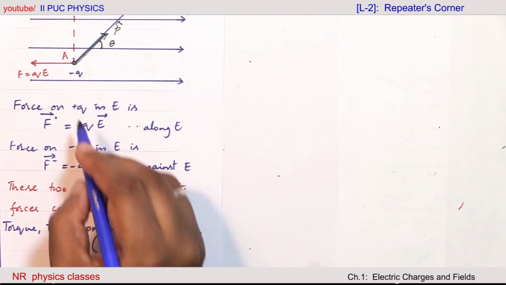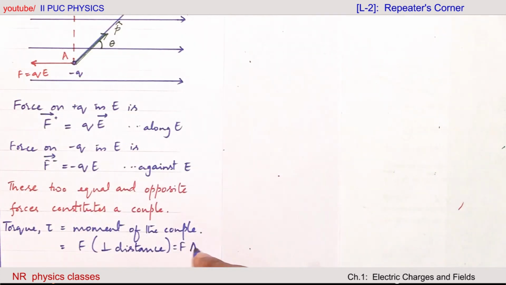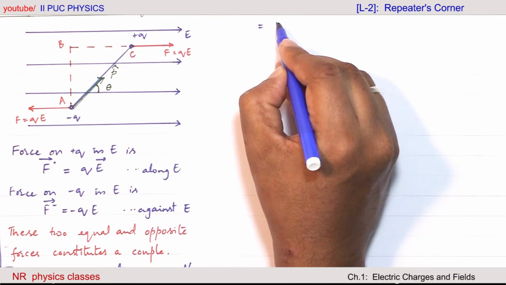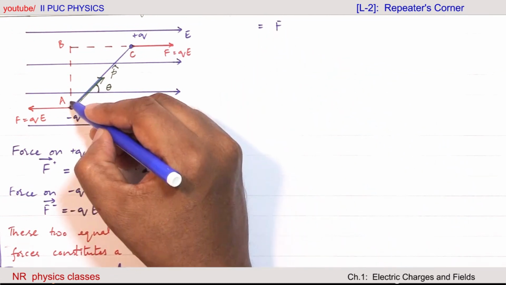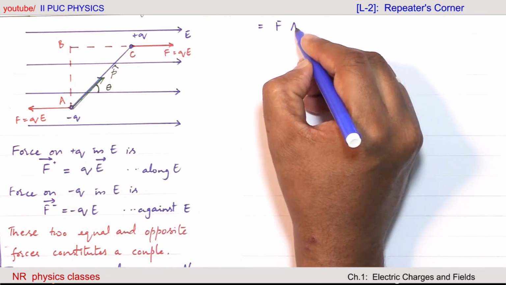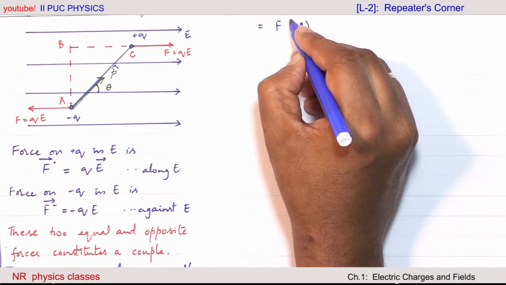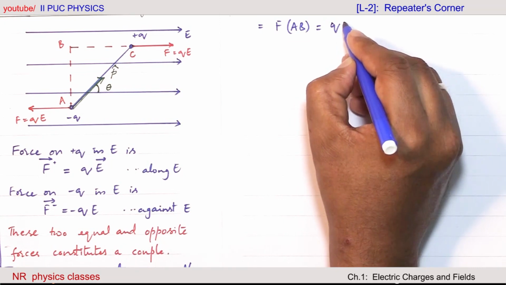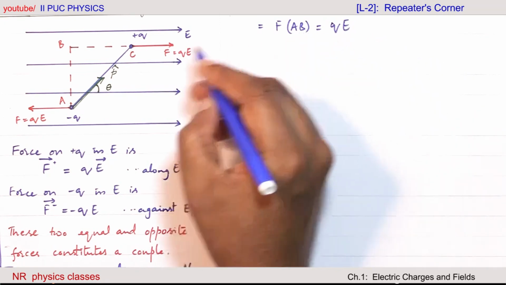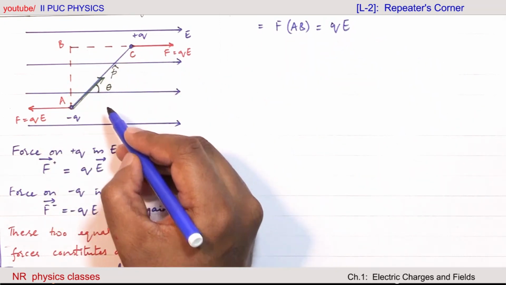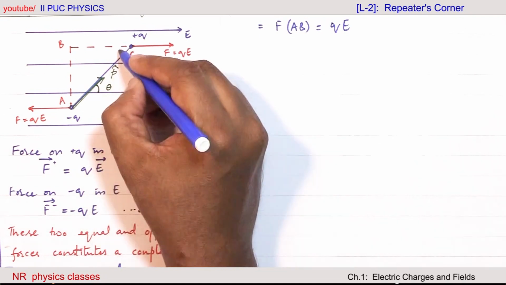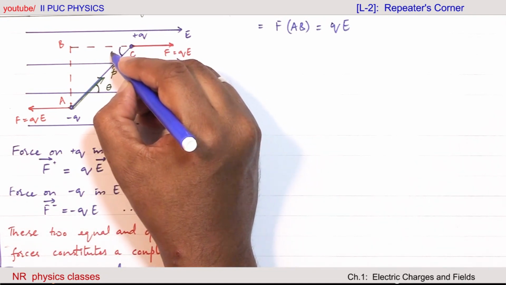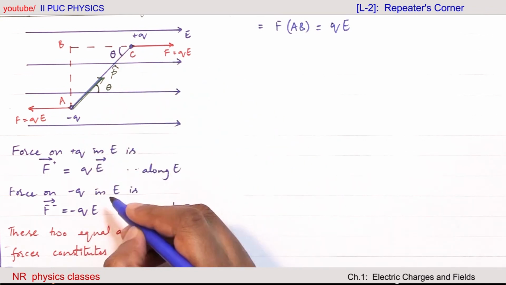F into AB equal to F, shortest distance is AB, which is equal to F is Q into E. AB is, observe, if this is theta, alternating angles.